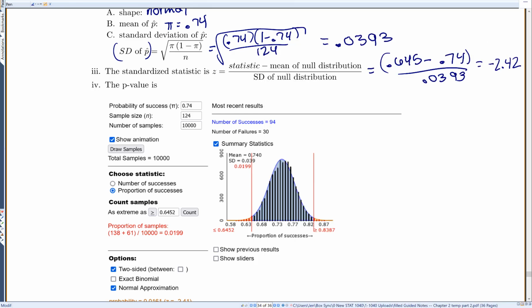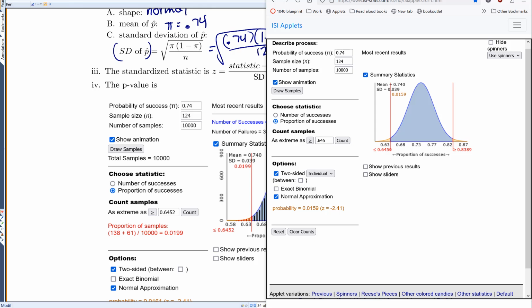Okay, which is exactly what we got. It just rounded a little bit more. And it will even tell you what the Z value is. So again, if you freeze on the test, just click the normal approximation. It will tell you the Z value, the mean and SD, and the probability.